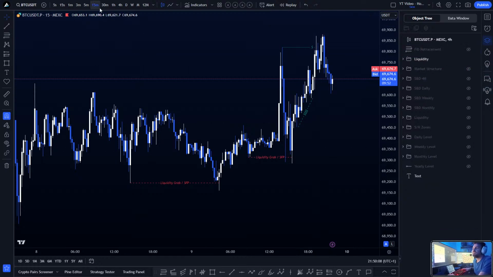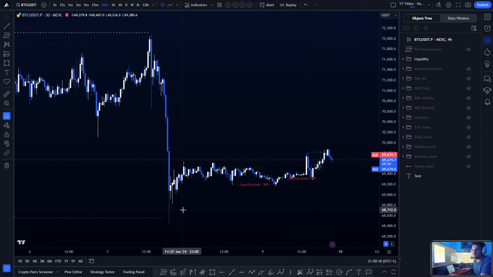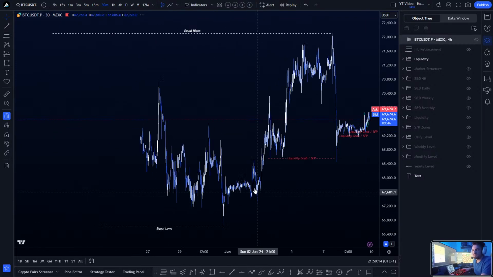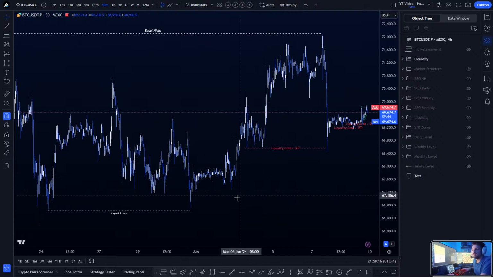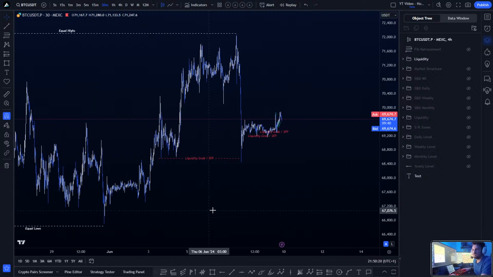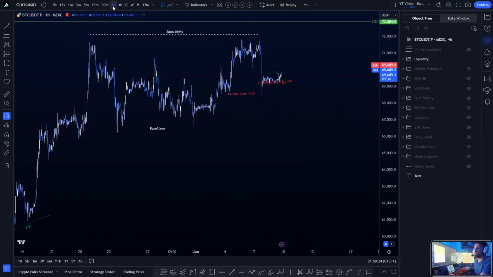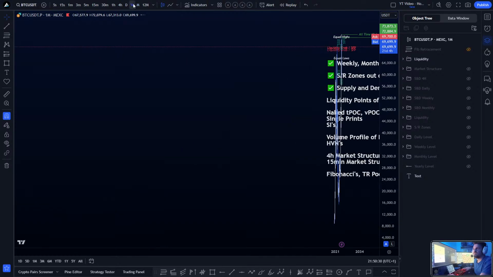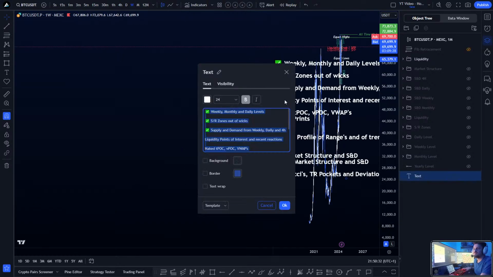Okay. If this fails, we will probably test this wick. If the wick doesn't hold, those equal lows become a target. Okay. So we talked about that. Yeah, I guess that's it. So let's go here to the weekly, just to check out our little list.